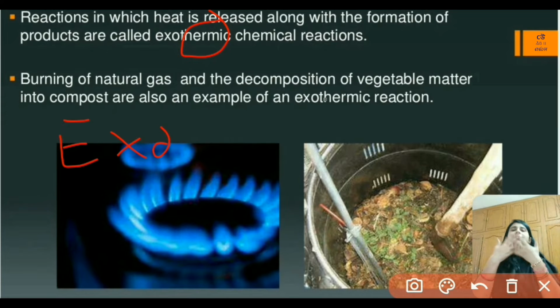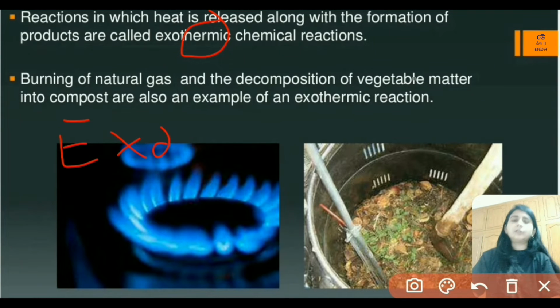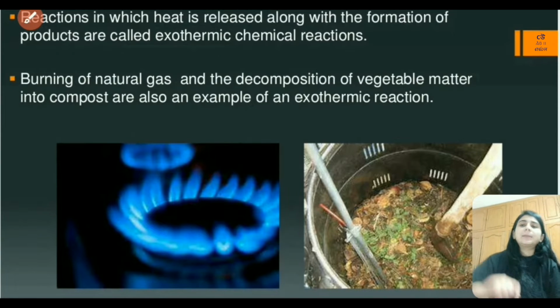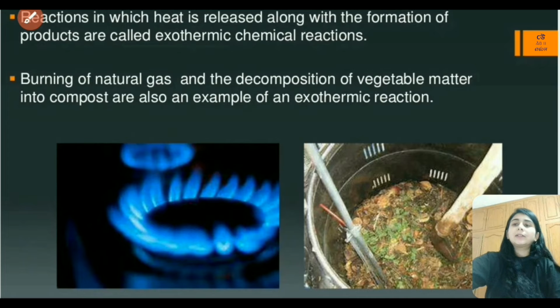So when heat is given out of a chemical reaction, that is a good example of a combination reaction, but at the same time this is going to be a very good example of an exothermic reaction as well. For example, burning of natural gas or decomposition of vegetable matter into compost are also examples of exothermic reactions. So students, with this we have learned some examples of exothermic reactions as well.